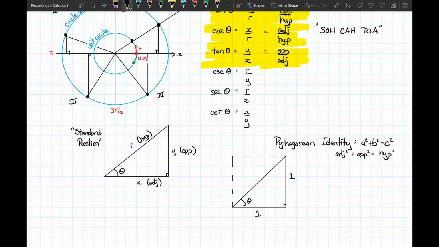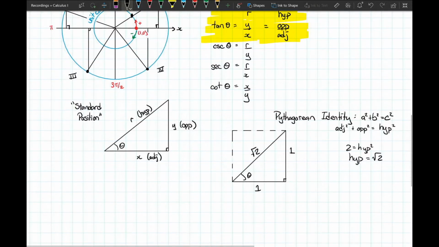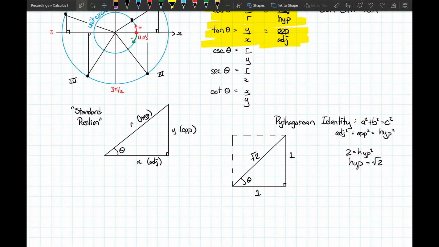You can go ahead and compute the hypotenuse. 1 squared plus 1 squared is 2. If 2 is the hypotenuse squared, then the hypotenuse must be the square root of 2. It's not a great number, but it's certainly not too hard to remember. With these three sides, we can go ahead and look at what the angle is.